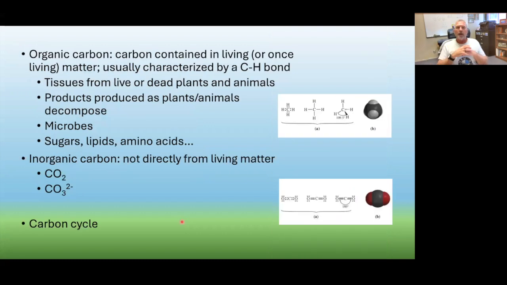So we talked a little bit about organic carbon, right? And so when we talk about organic carbon, this is carbon that was once in living matter, okay, contained in a living organism. And you can usually recognize organic carbon because it's connected to hydrogen in some form or fashion, right? So if you look at this graphic here, this is a graphic of methane, and methane, CH4, is one of the most basic hydrocarbons among all of the hydrocarbons.